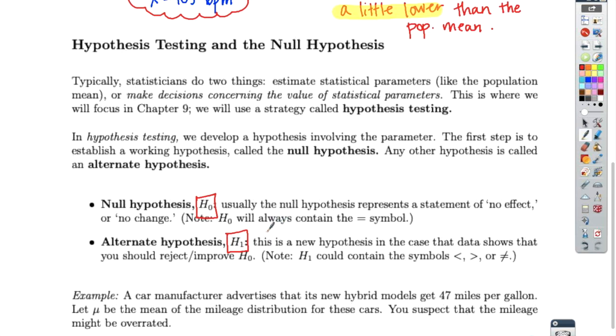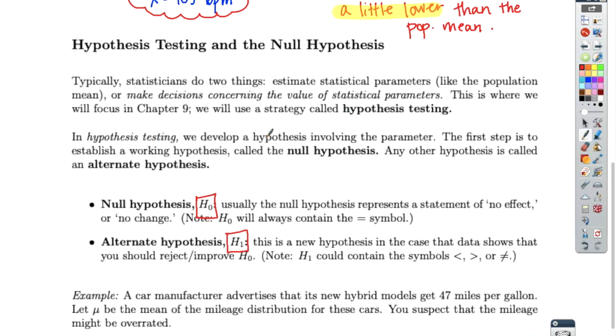Just to summarize, typically statisticians do a couple of things. We estimate statistical parameters based on a sample, or we make decisions concerning the value of those statistical parameters, which is what we're doing now. Is it too low? Is it too high? Or is it maybe a little bit off, but in the range of normal? This is where we're going to focus in chapter 9, and we're using a strategy called hypothesis testing.